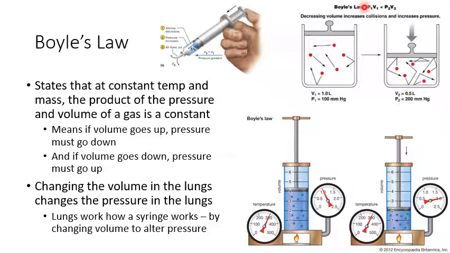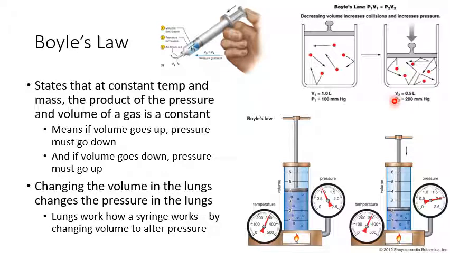In order for the product of the volume and the pressure to be the same, if you're going to decrease the volume, you have to increase the pressure. If you do the math on this, 1 liter of volume times 100 millimeters of mercury of pressure would be 100. In the second case, you reduce the volume by half, so now you have half a liter. The pressure doubled, so now you have 200 millimeters of mercury. Half times 200 is still 100. So the product of the pressure and the volume are the same in both conditions.